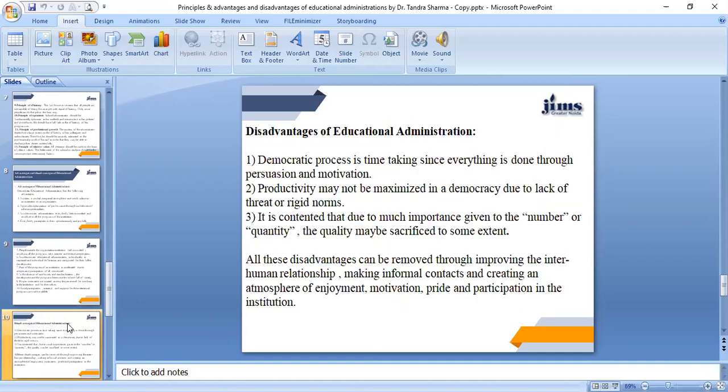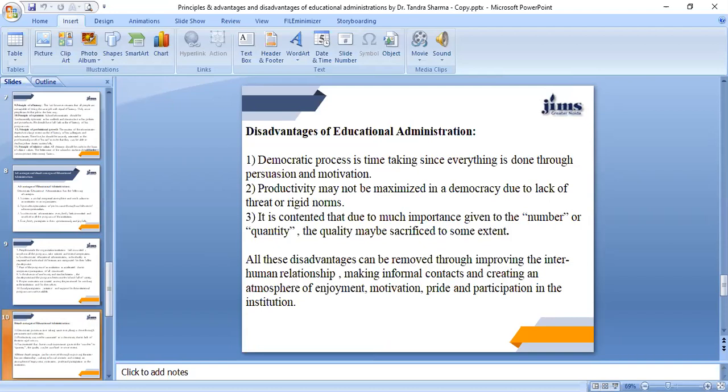Now, let us come to the disadvantages of educational administration. Although in a democratic administration, many undesirable features are eliminated and a good number of advantages are gained, there are certain limitations too. For example, number one, the democratic process is time-taking, since everything is done through persuasion and motivation. We need to motivate, persuade everybody for the smooth functioning of the organization.